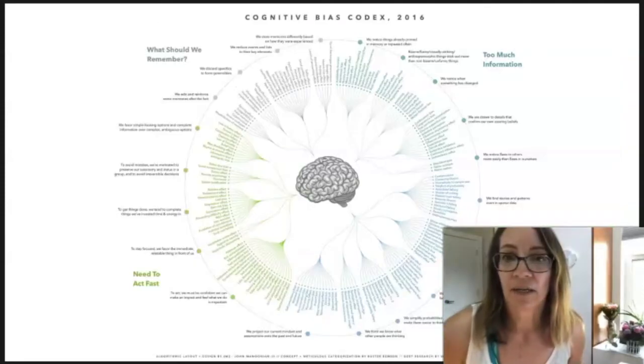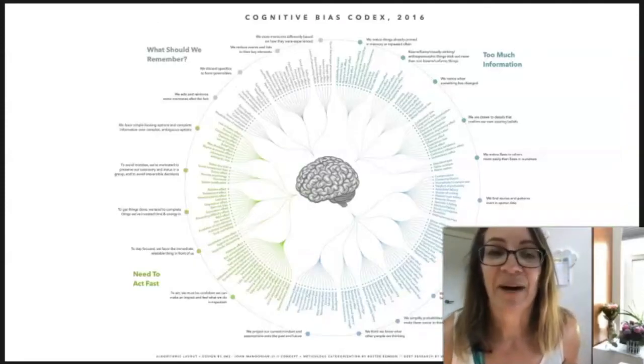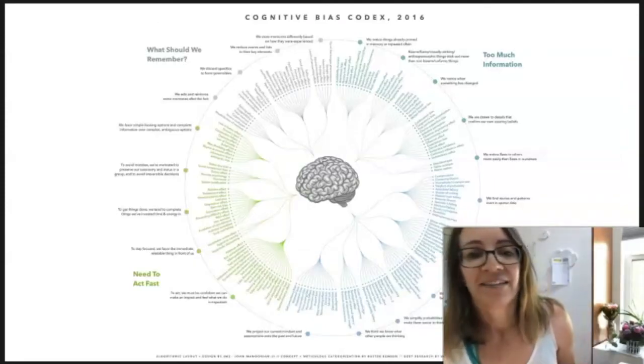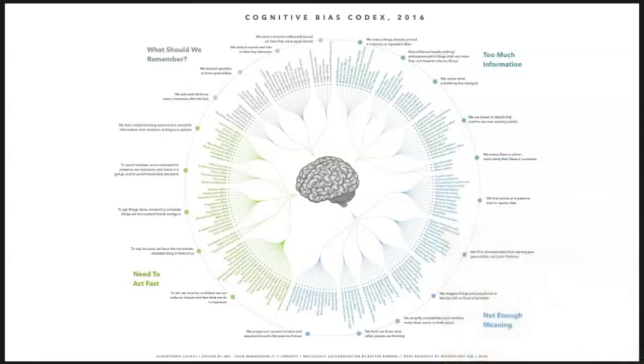So let's get started on biases, cognitive biases. So let me hide myself so you can see this rather complicated diagram. This is an index that records all the different biases that this particular group has identified. So there's quite a lot of them you can see here. And they've grouped them into these 4 different categories of too much information, not enough meaning, need to act fast, and what should we remember. So we're going to talk about each of these 4 categories more specifically.